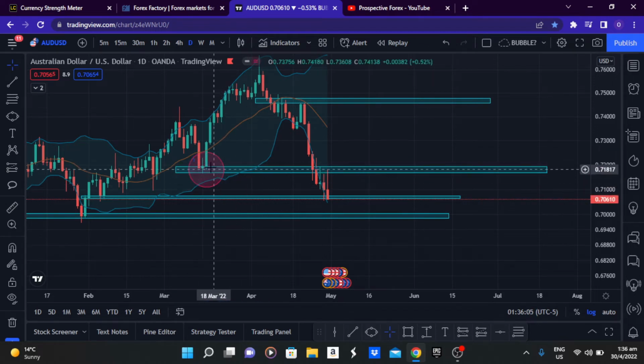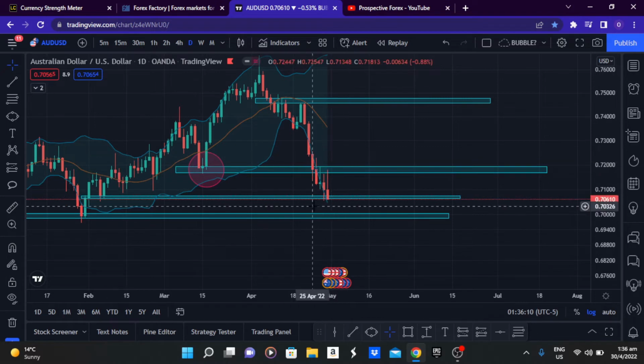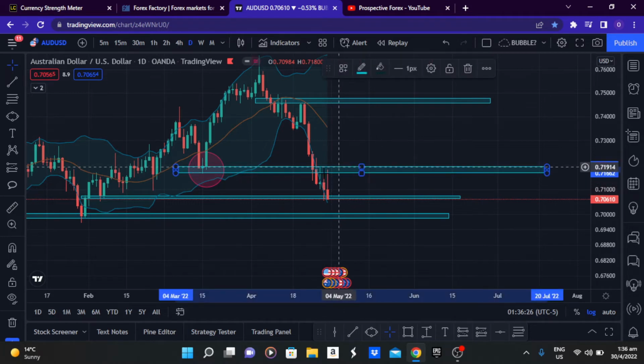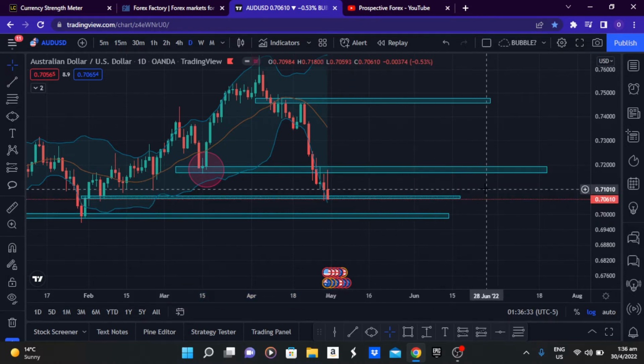Price broke below the support that is right here, right? And then it made a retest, this bullish candle right here, a doji, and then it went down. Then it made the last retracement to this level here, and there was a strong rejection, and we can see where price went down to this support.